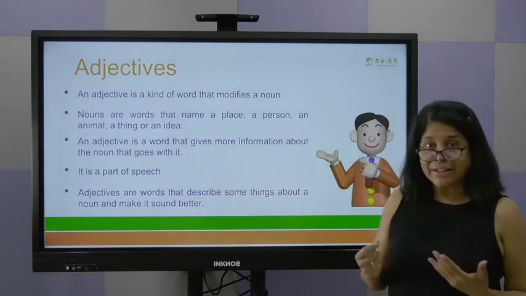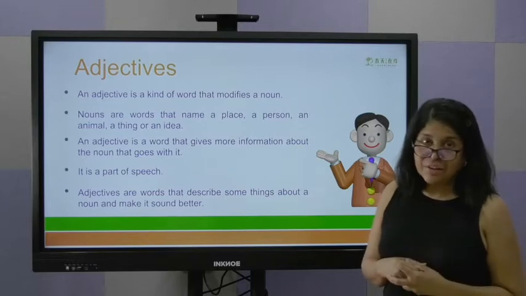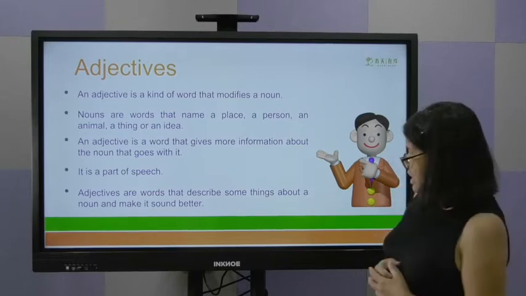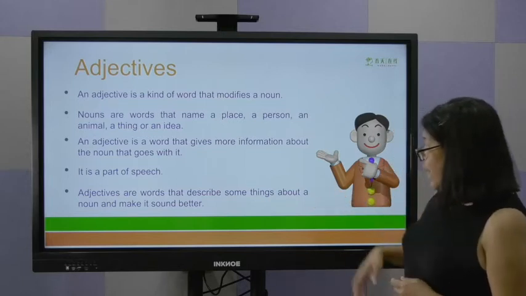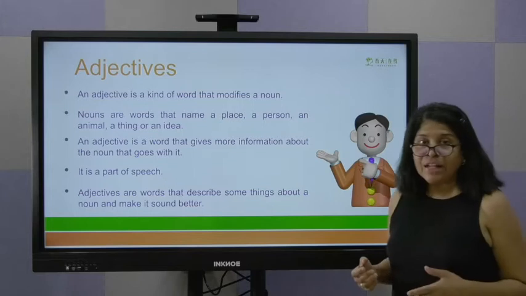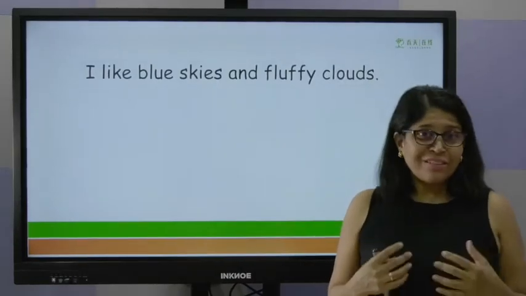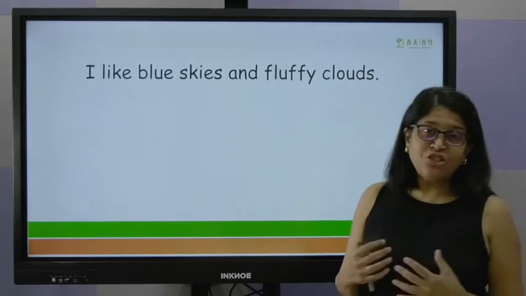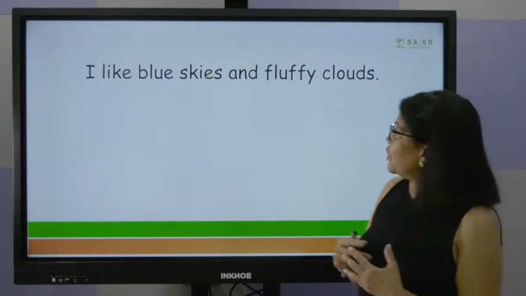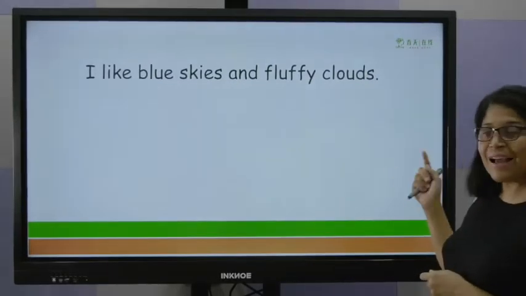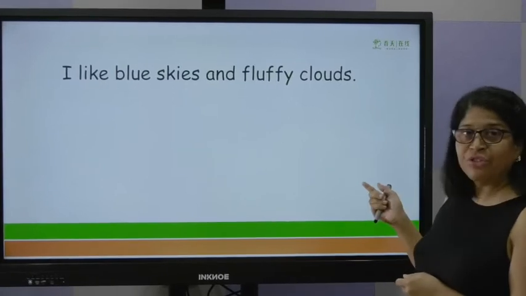Or even when you write, it makes what you've written more interesting when you have adjectives that come with your nouns. So that's what they do. Adjectives are words that describe some things about a noun and make it sound better. So now let's think of more sentences with adjectives in them and see if you can get the picture in your mind. We have this sentence, I like blue skies and fluffy clouds.